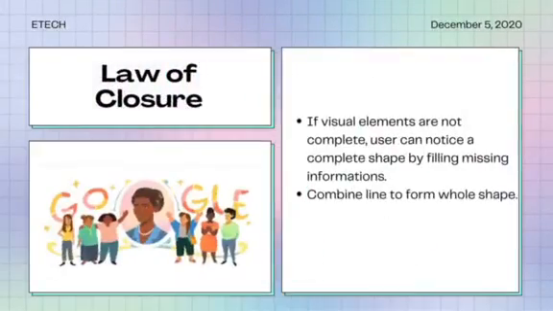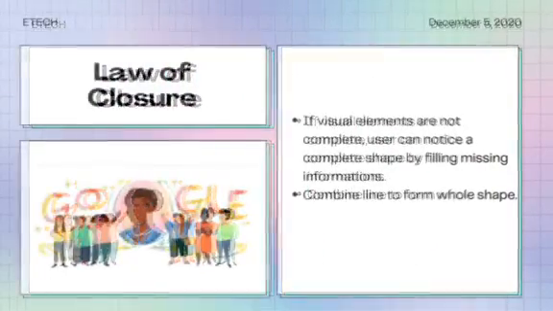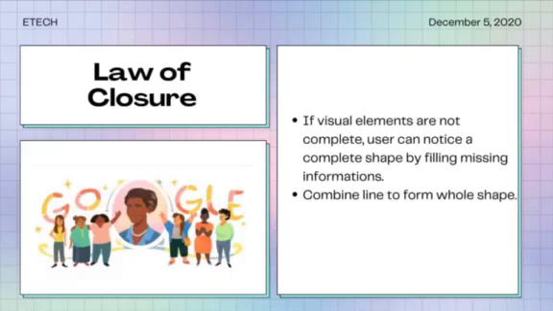Next, let us have the law of closure, which states filling visual gaps when lines are not complete. There is an image of a woman at the center under the law of closure. This is one of the Google Doodles. In the frame where the image was located, there are lines that are not closed or not complete, but then the user will just fill the gap, forming the letter O or oblong to complete the word Google.